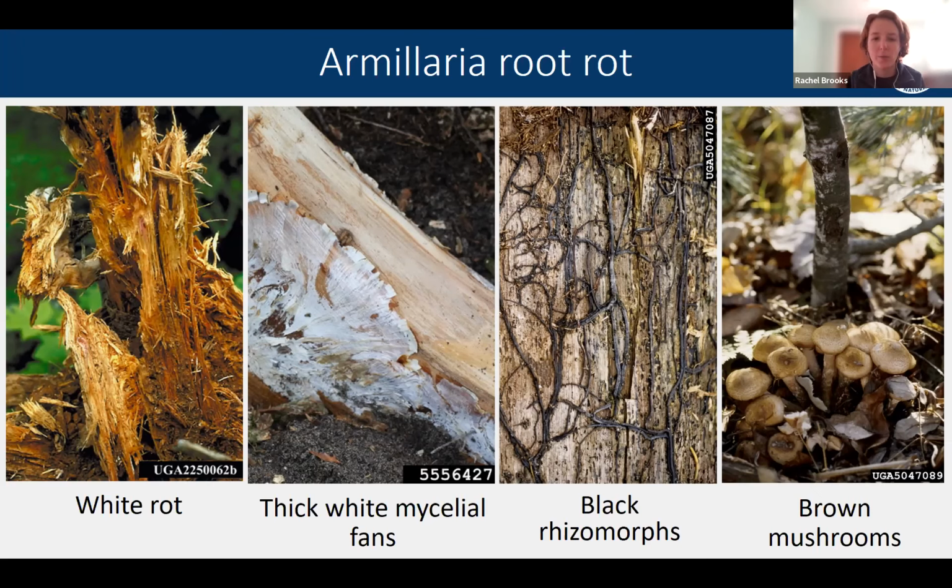They also produce these black rhizomorphs. These are structures that I've heard called shoestring before, that's the shoestring root rot, that also form between the bark and the wood of the tree. And then lastly, brown honey mushrooms are produced, but they aren't always produced, and they're only found at some points of the year, so they're not something we typically look for. And if they're not there, we definitely don't rule out Armillaria, but you can come across them.